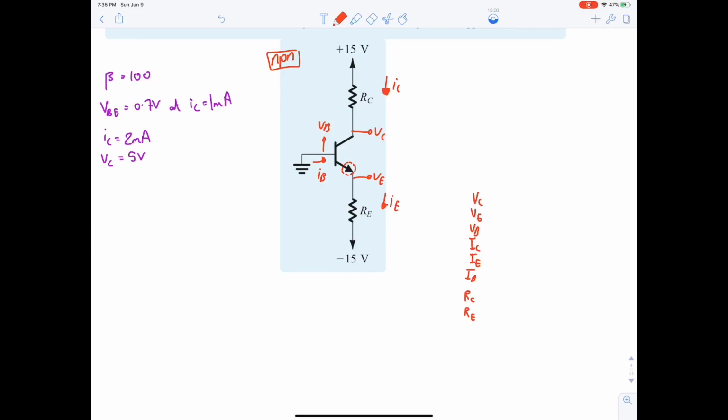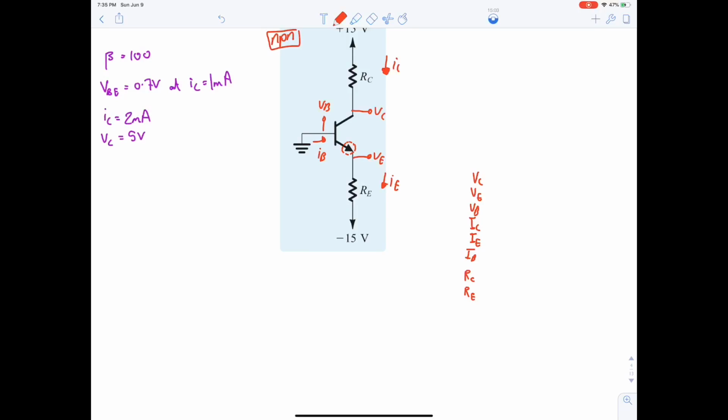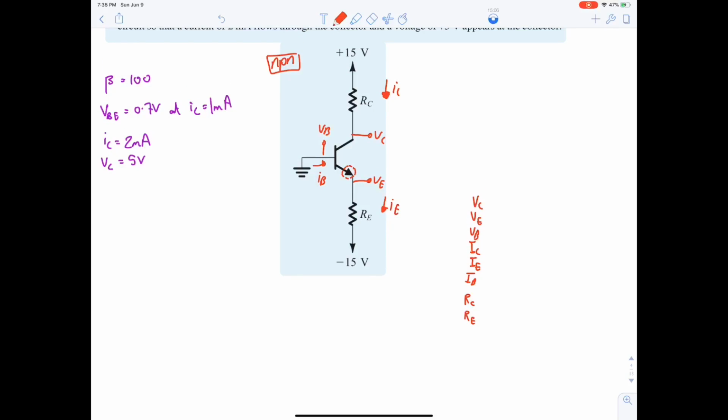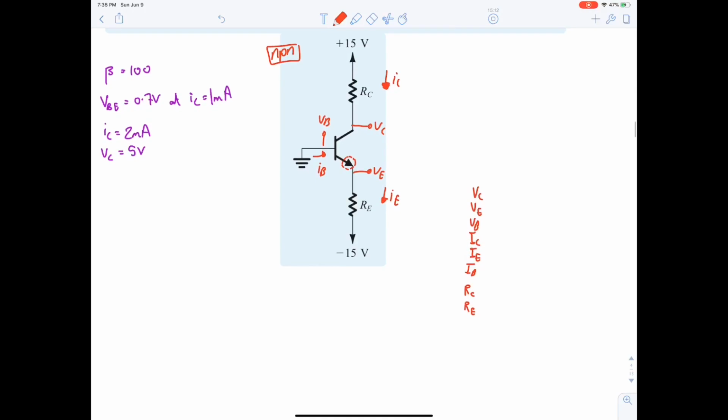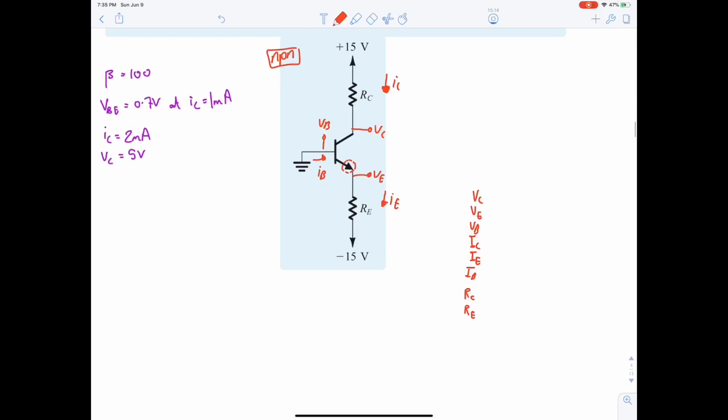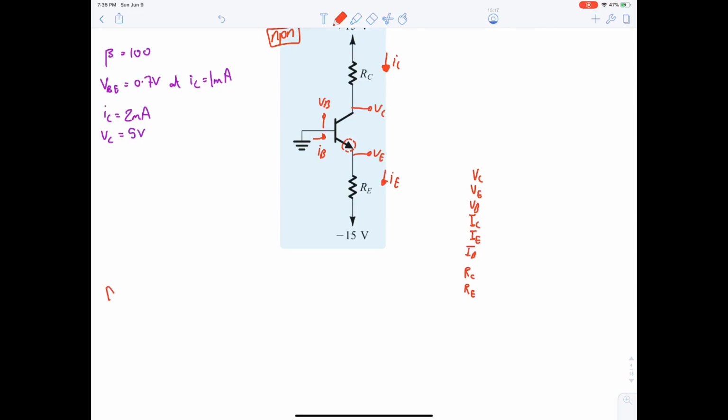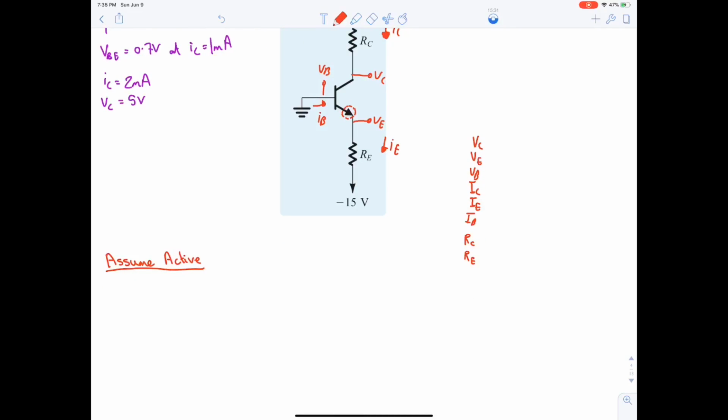After doing this step, the next step is to figure out the mode of operation. Which mode are we in? Are we in the cutoff, active, or saturation? Because we do not have numbers, it's better to assume. So first we are going to assume active. And when we finish all the unknowns, when we check all the list, we will check whether it's active or not. If it's not active, we will recalculate everything again. How we are going to do this? I will show you later on.